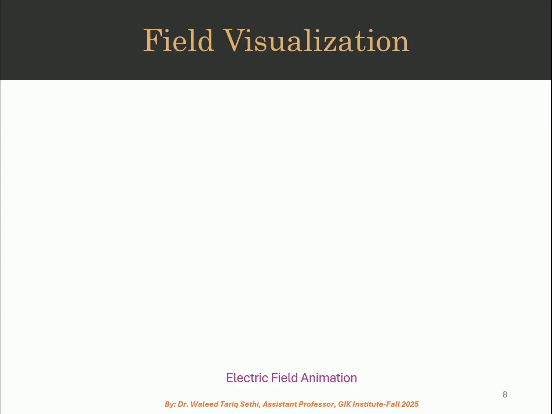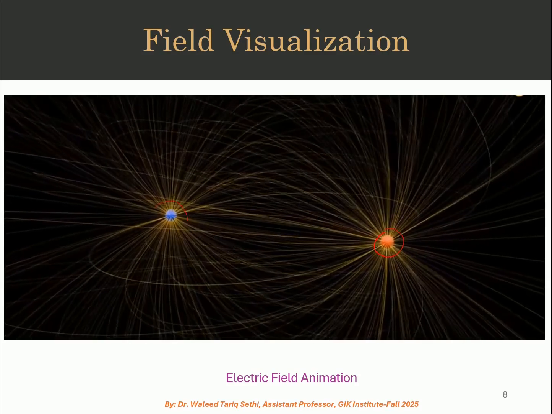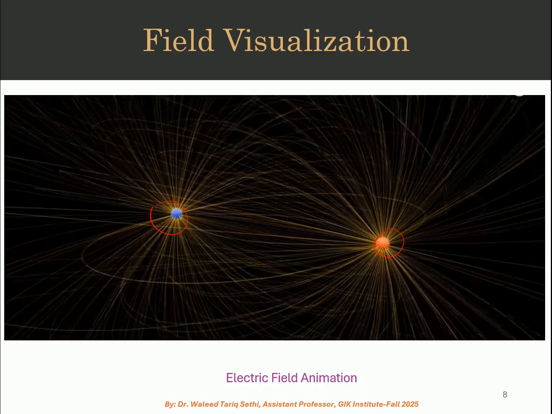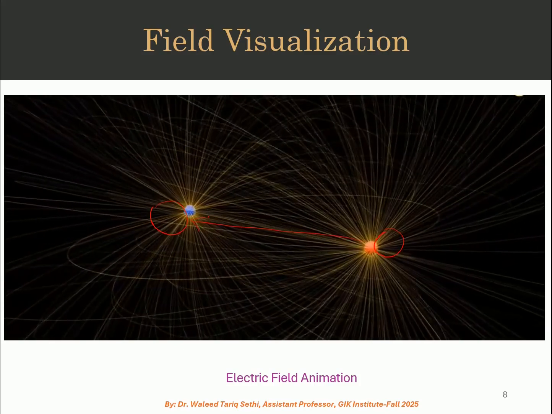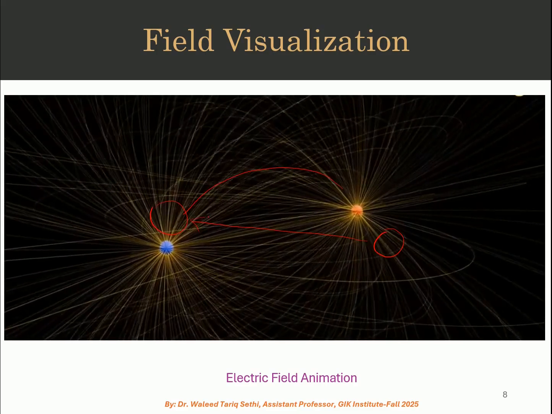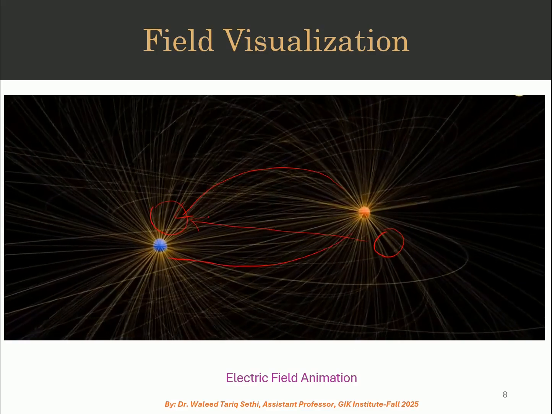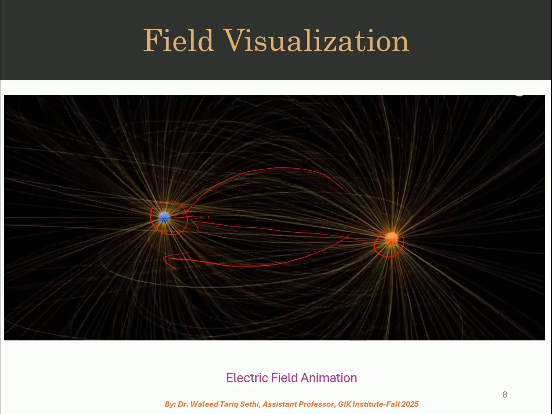We can visualize the fields as well. So here you can see if we have a proton and we have an electron, so we can see that if the distance between charges are less, so the waves are moving in a straight line, but if the distance is increased, so we can see they are following a spiral path over here. So this is an animation where we can see how the electric fields are being visualized.